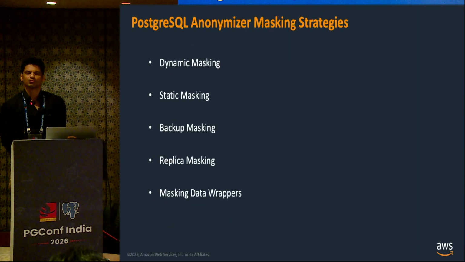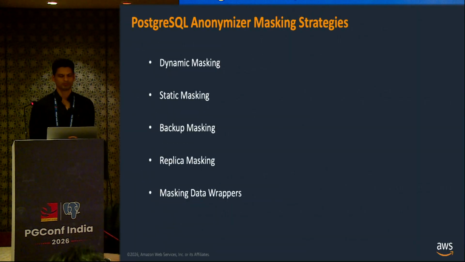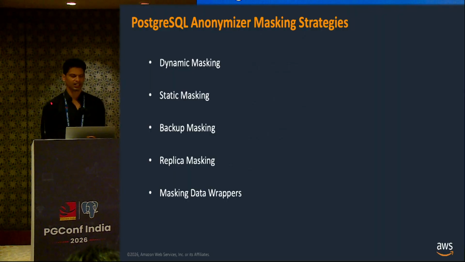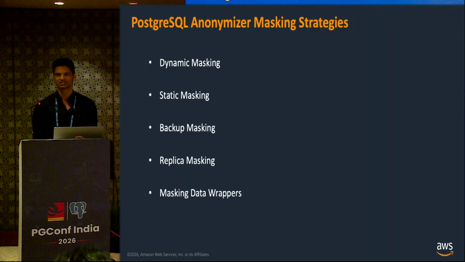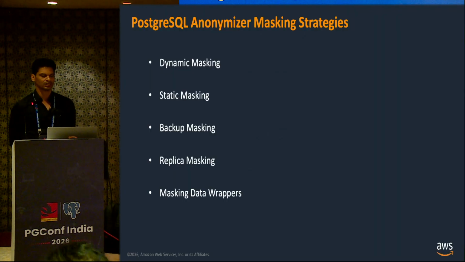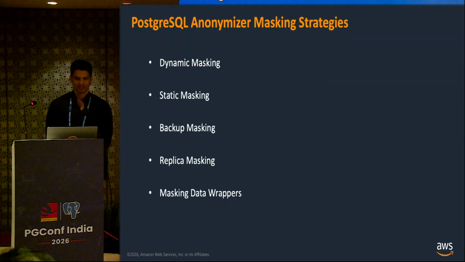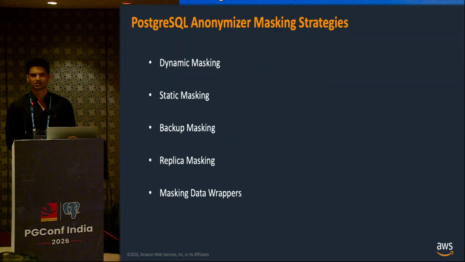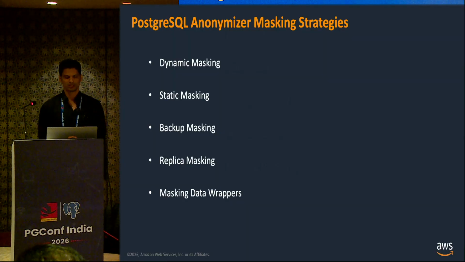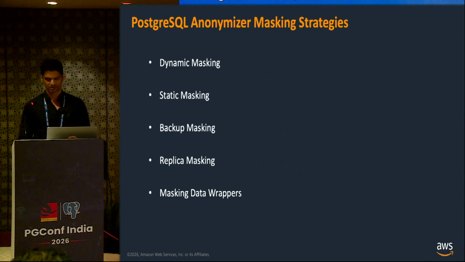So here are the masking strategies supported by postgresql-anonymizer. We have dynamic masking, static masking, backup masking, replica masking, and masking data wrappers. Let's dive deep into these masking strategies.